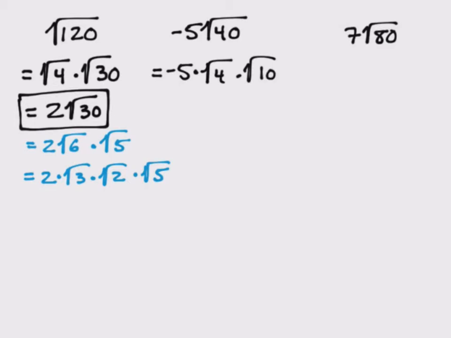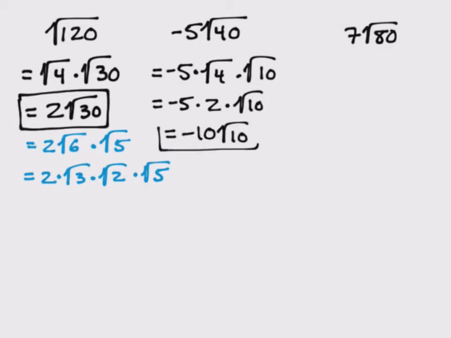All right, the square root of 4, that's nice, that's 2. And we have the square root of 10, and we end up with negative 10 times the square root of 10. So note, that negative 5 just hung out to the side there until we'd done our simplification, and then it showed up again.